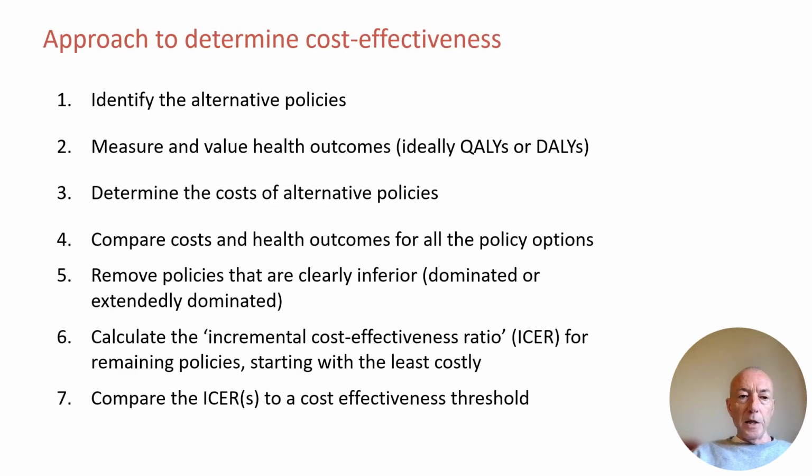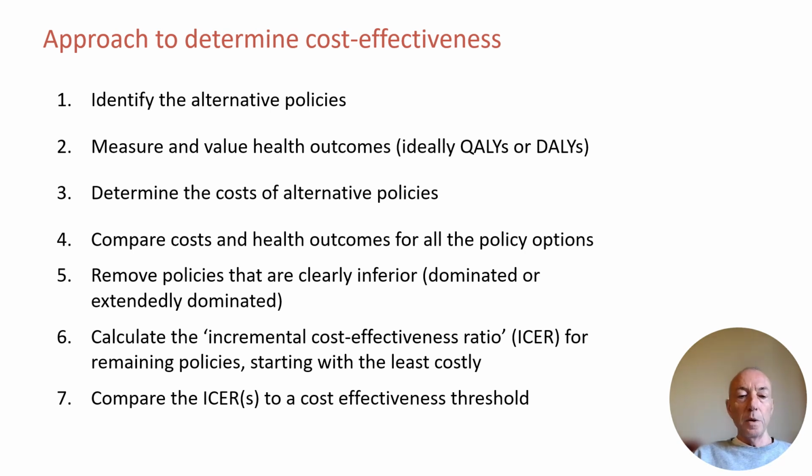So this slide lays out the approach to determine cost-effectiveness. So firstly, number one, to identify the alternative health policies that we want to consider. Then number two, to measure and value the health outcomes of each of the policies, ideally using QALYs or DALYs. Number three, to determine the costs of the alternative policies. Number four, to compare costs and health outcomes for all of the policy options.